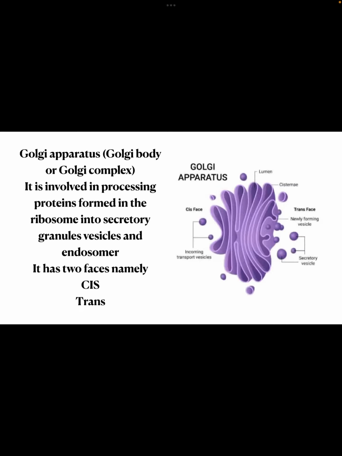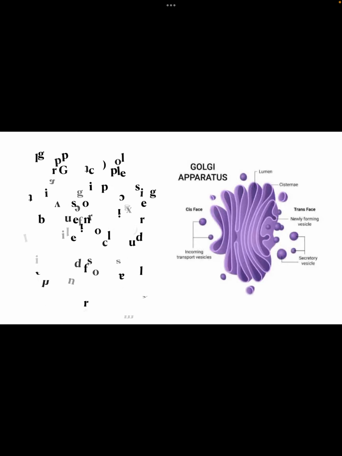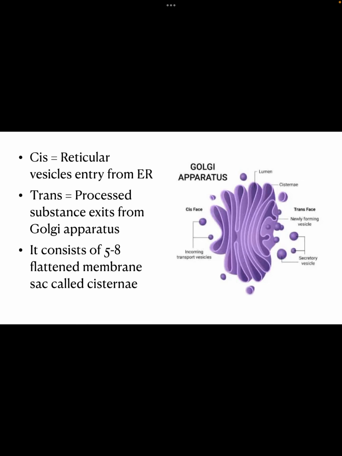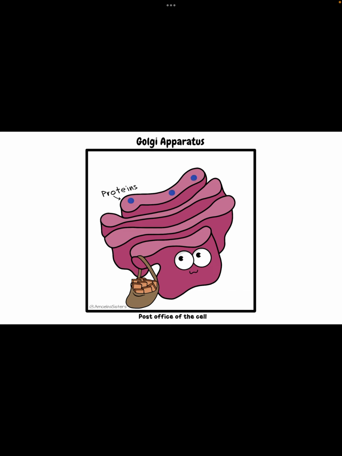Then Golgi apparatus. Golgi apparatus is known as Golgi body or Golgi complex, which is involved in processing the proteins formed in ribosomes. There are two phases, cis and trans. From the endoplasmic reticulum, the vesicles enter the Golgi apparatus through the cis phase and the processed substance exits through the trans phase. The function of the Golgi apparatus is processing and packaging the proteins, which bind to lysosomes or other membrane bound organelles.